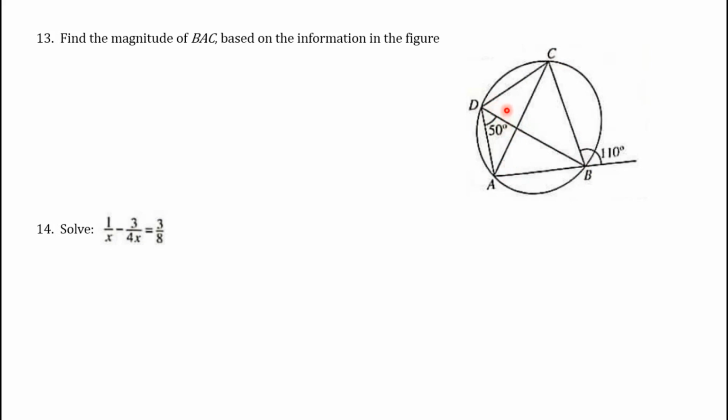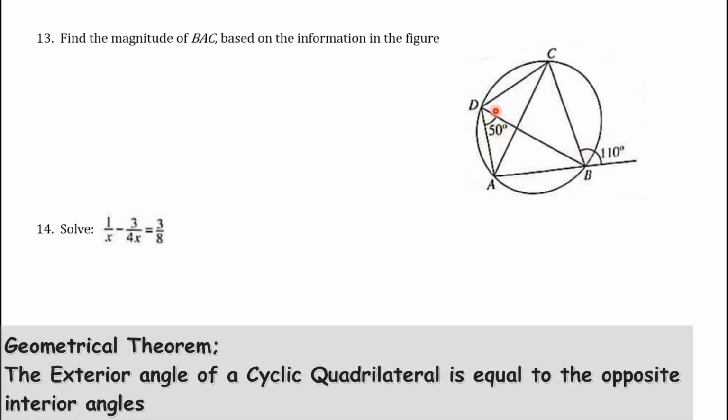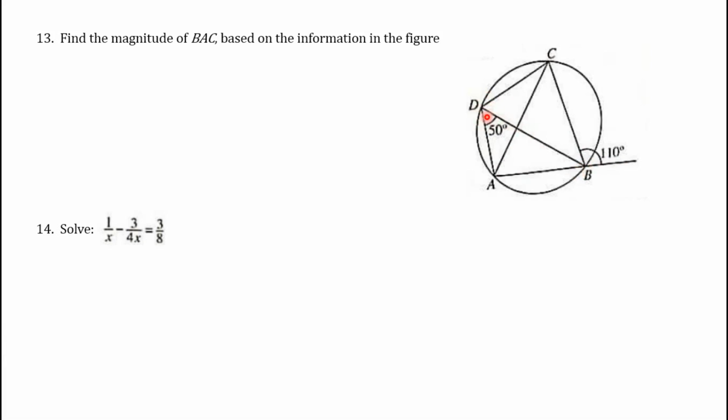So the angle that represents this one will be 110 minus 50 because the cyclic quadrilateral says the interior angle of a cyclic quadrilateral will be equal to the opposite exterior angle of it. So the opposite angle of this will be this and the exterior angle of this will be this. This angle and this angle will be equal to 110. So if this is 110, this angle will be 110 minus 50. That will be 60 degrees.